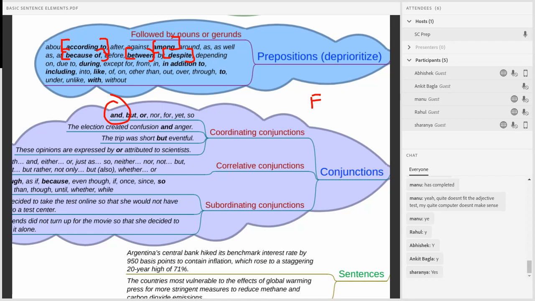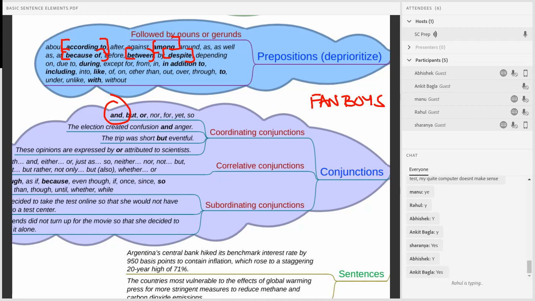Quick check. Has anyone here heard this? The fanboys acronym? This mnemonic, it's meant to help us remember coordinating conjunctions. Anyone heard of this? Okay, I've received 2 yeses.